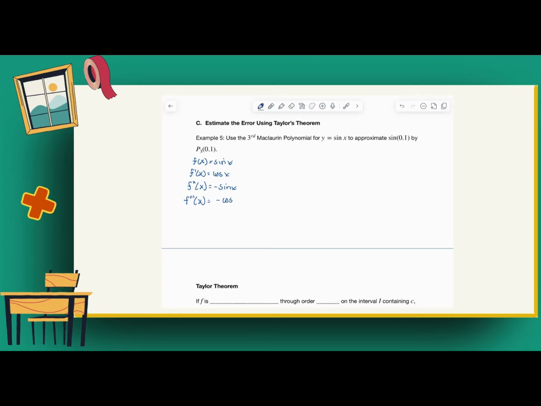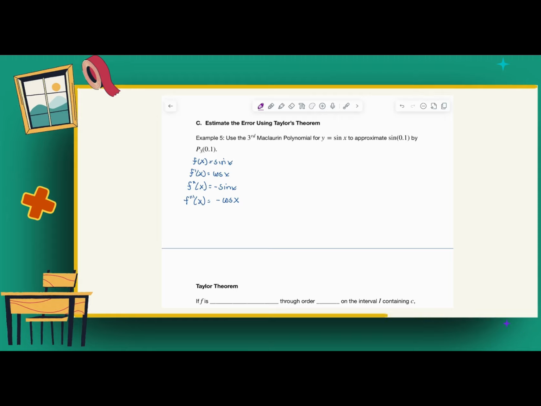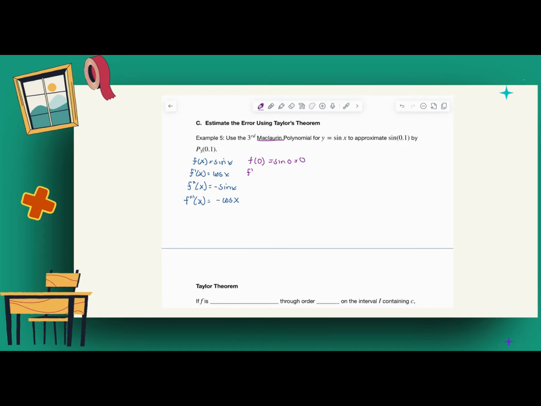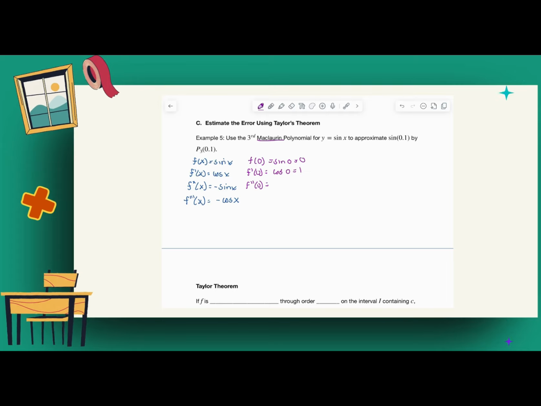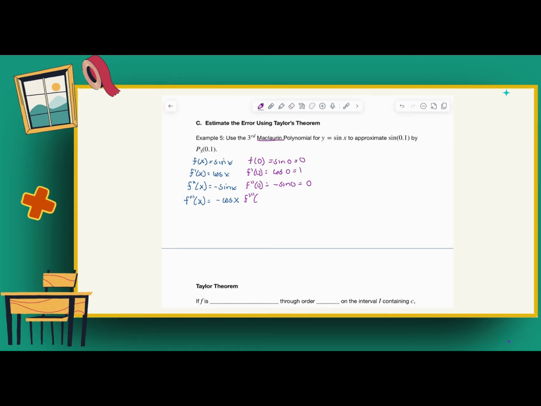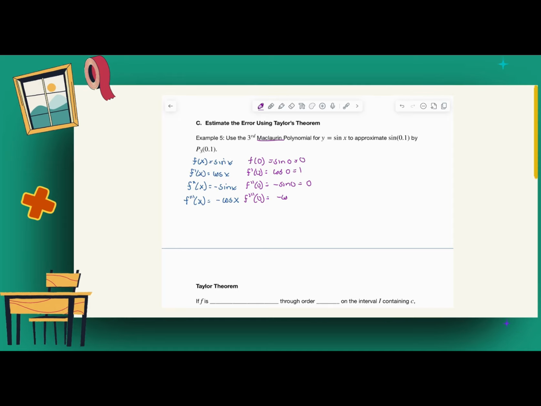And since I'm evaluating this as the Maclaurin polynomial, I need to evaluate each of those functions at the center of 0. So f of 0 will give us 0. Cosine of 0 is equal to 1. Negative sine of 0 is equal to 0. And negative cosine of 0 is negative 1.